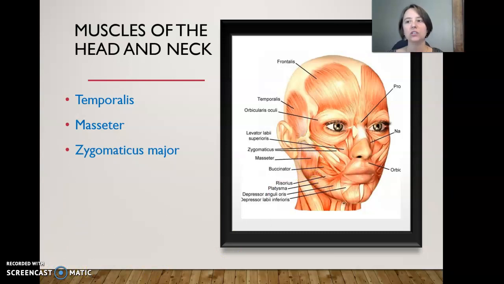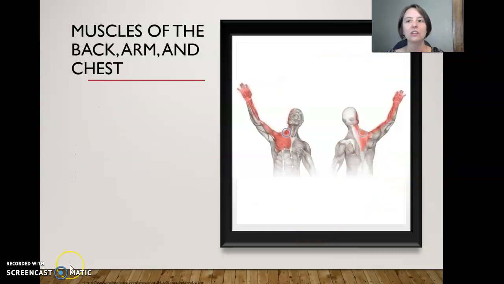Zygomaticus major tells us two things. It tells us it attaches to the zygomatic arch, that bone, your cheekbone, and it tells us it is the larger of the two, zygomaticus minor and zygomaticus major. And then we talked about sternocleidomastoideus, which attaches to the mastoid process back behind your ear, and then the sternum and the clavicle. Those are the four muscles of the head and neck that you're going to need to know.